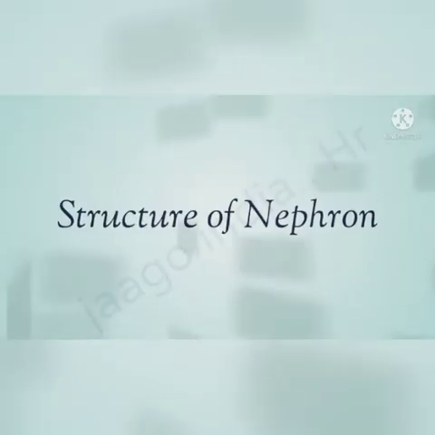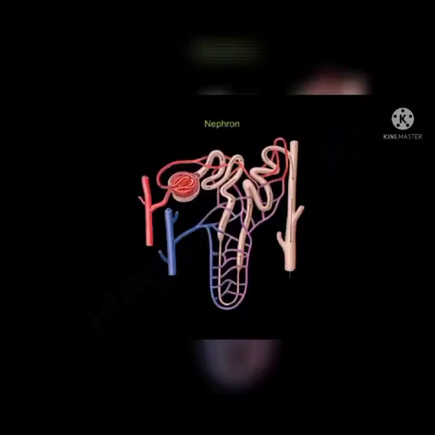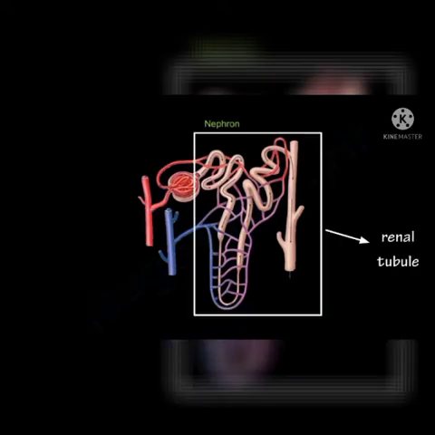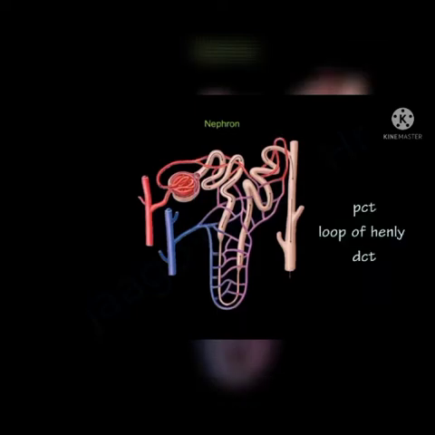Structure of a nephron. Nephron consists of two parts, namely Malpighian body and renal tubule. Malpighian body has two parts called Bowman's capsule and glomerulus, and renal tubule has three parts, namely proximal convoluted tube PCT, loop of Henle and distal convoluted tube DCT.